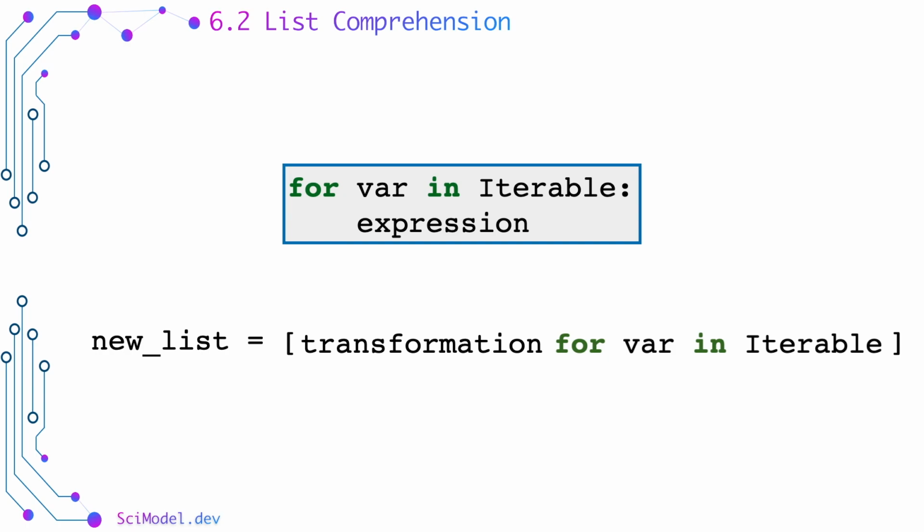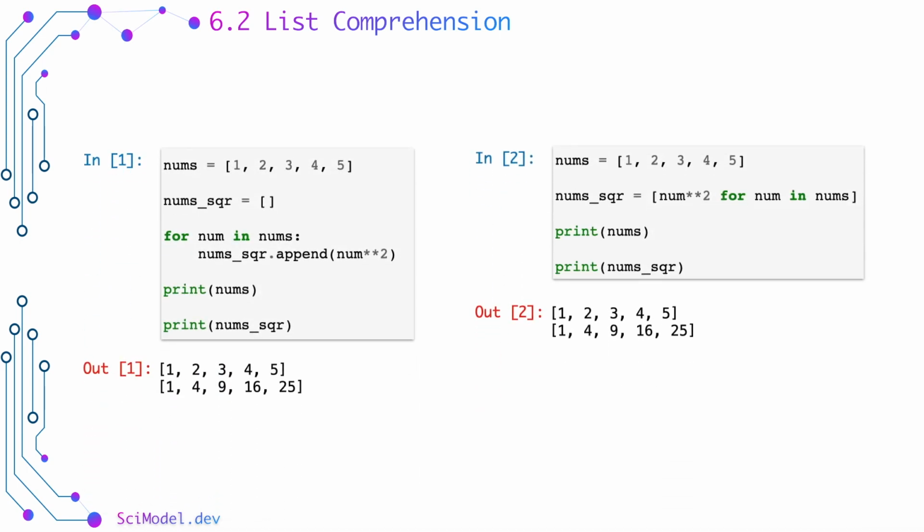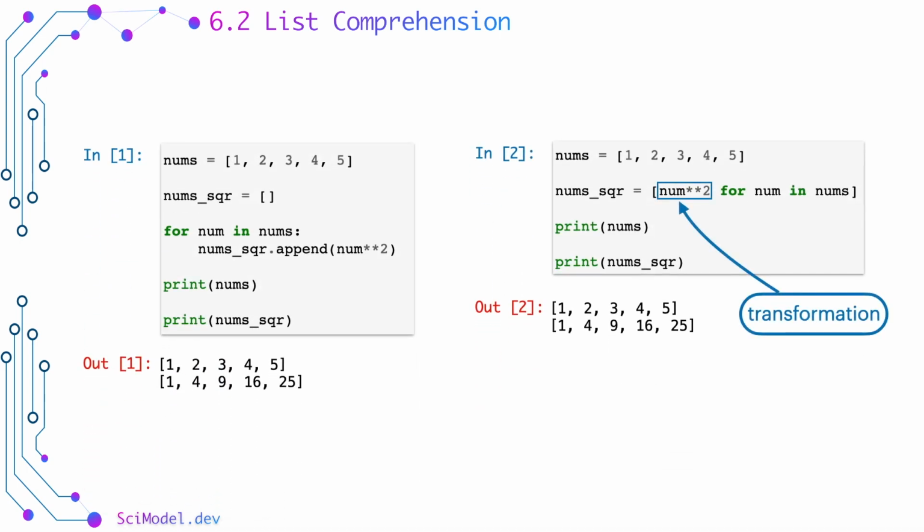Note that the expression in the original syntax is not fully written in this new list comprehension syntax. Only the transformation is written. We can apply the same on the previous example as such. Notice that the append function in this case is not written as it is already embedded in the syntax of the list comprehension technique, and only the transformation, which is the squared value of num, is written.